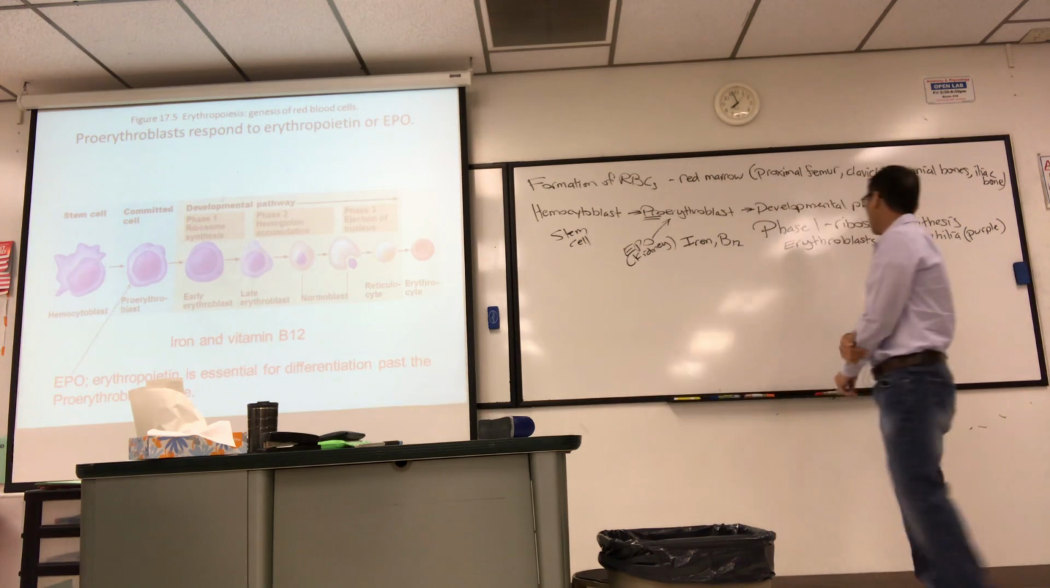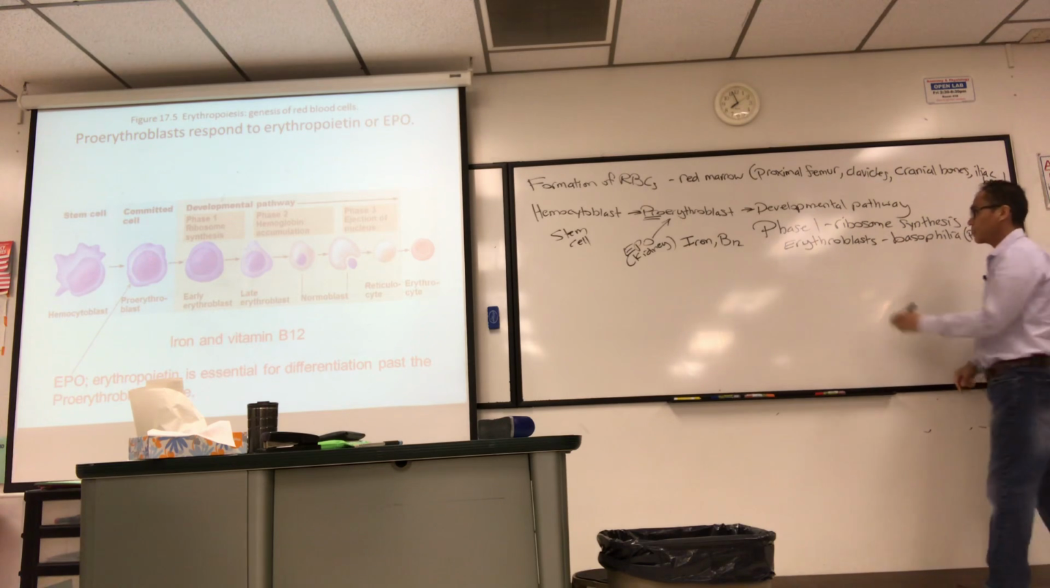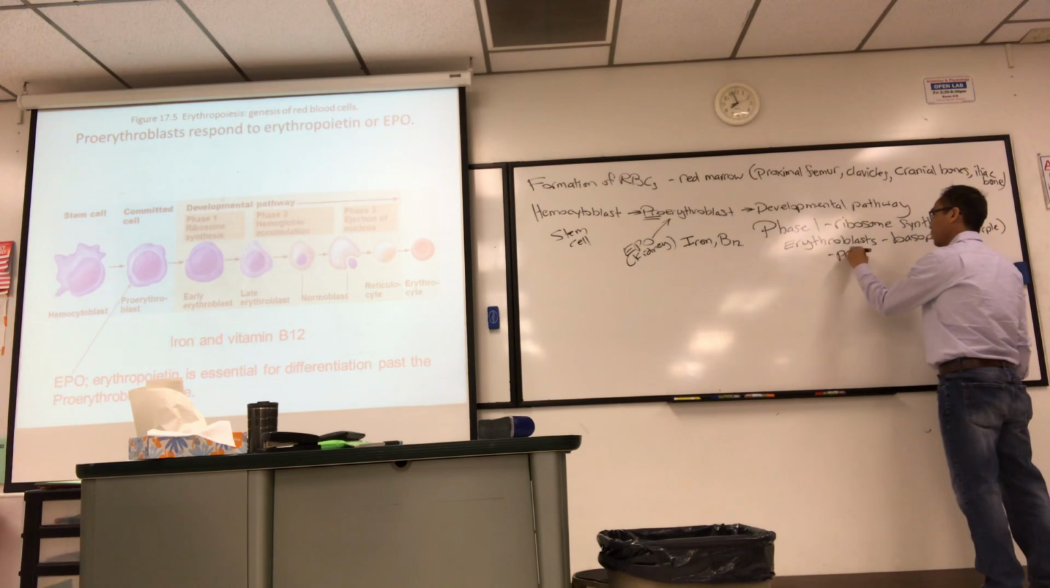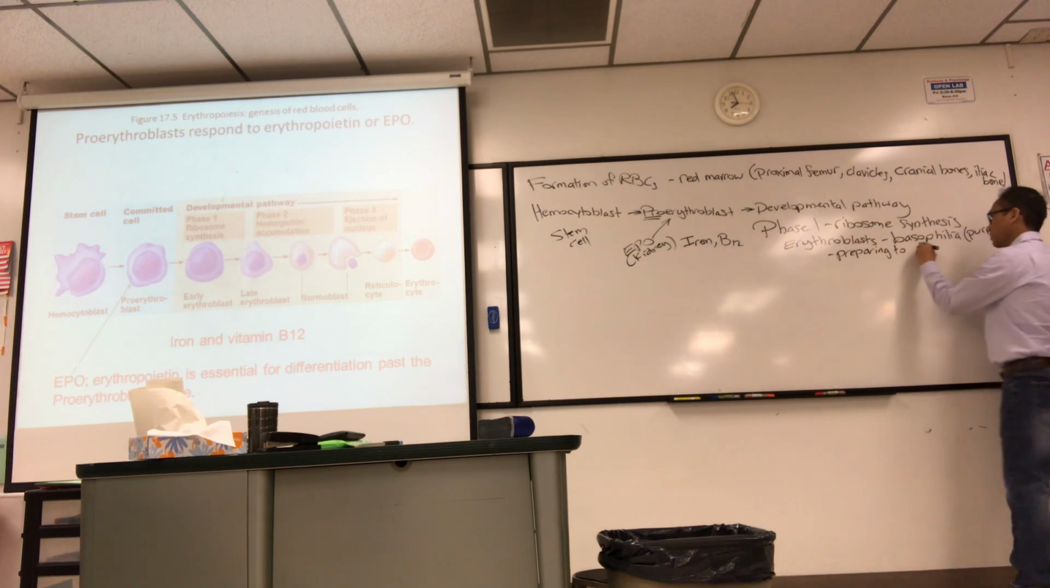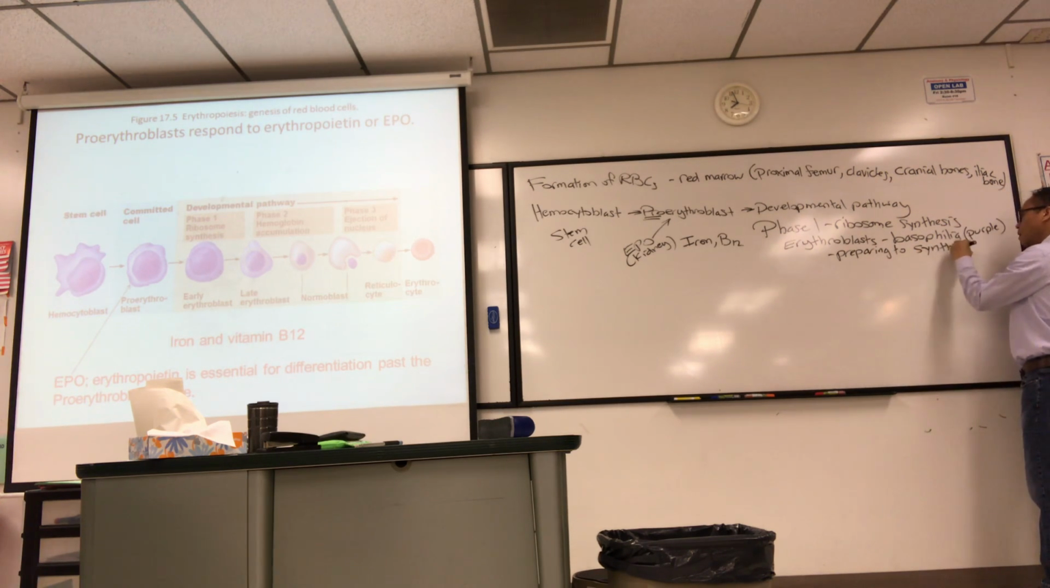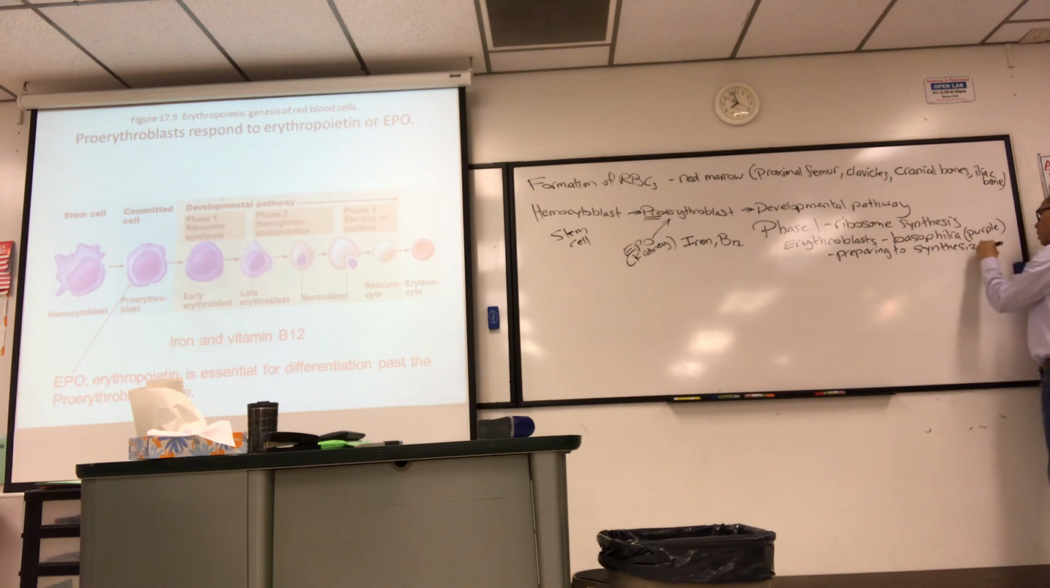And so to make proteins, you need ribosome synthesis. It's like you're preparing to synthesize HB, hemoglobin. So think of it that way. And then you get to phase 2. You're making the hemoglobin, and they call it, well, hemoglobin accumulation.